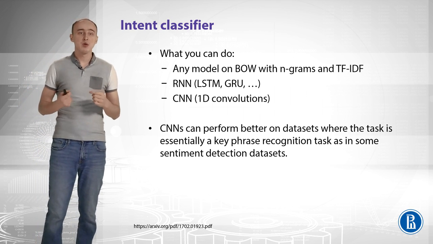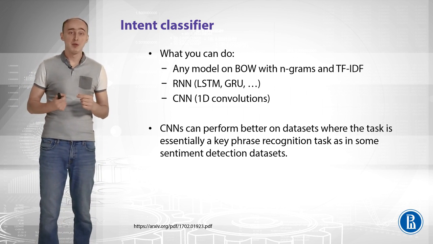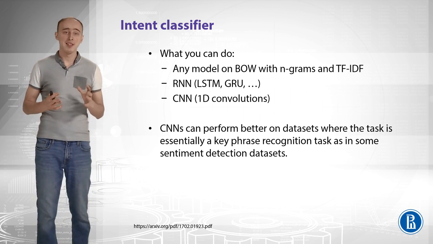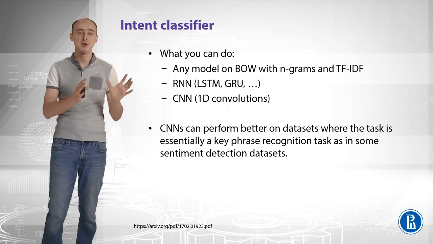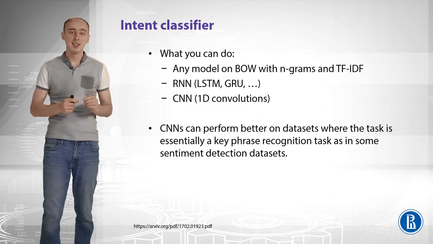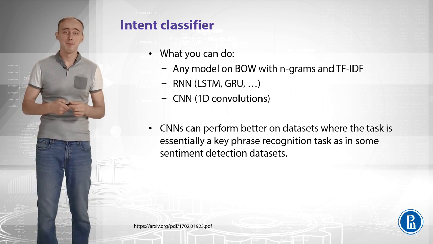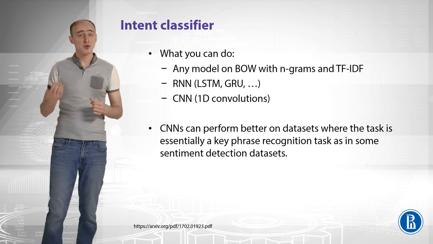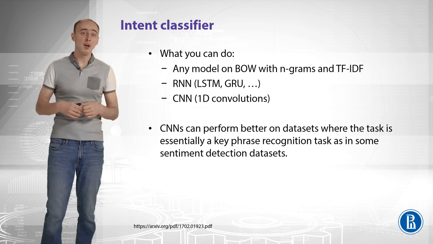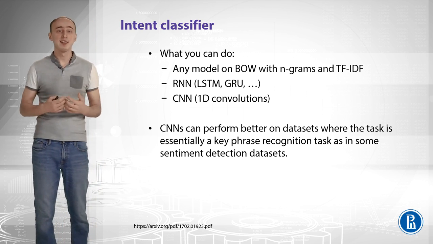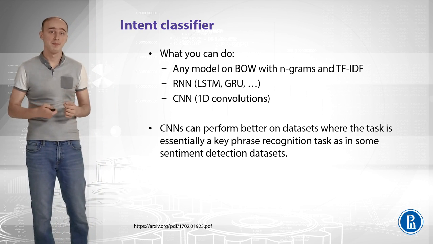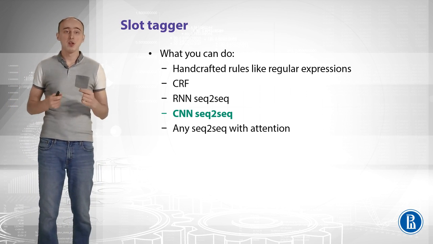And the study actually shows that CNNs can perform better on datasets where the task is essentially a key phrase recognition task. And it can happen in some sentiment detection datasets, for example. So it makes sense to try RNN or CNN or any classical approach as a baseline and choose what works best. Then there comes a slot tagger.